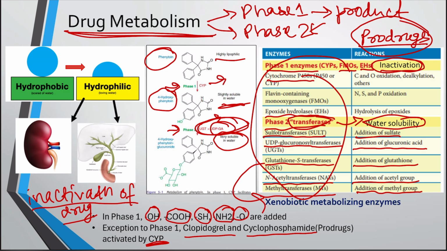So this was about the phase 1 and phase 2 enzymes and the main purpose of phase 1 and phase 2 reactions of drug metabolism. Two key points we need to remember: phase 1 mainly causes the inactivation of the drug, an exception being prodrugs, and phase 2 mainly causes an increase in the water solubility of the drug so that it can be easily excreted out of the body.